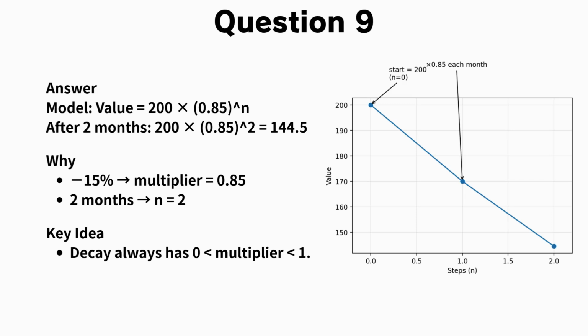Notice an important pattern. Because this is decay, the multiplier is between 0 and 1. That tells us the value gets smaller each step, but it never drops instantly. The key takeaway is this. When you see repeated percent decrease, think exponential first, then identify the multiplier, and only then calculate.